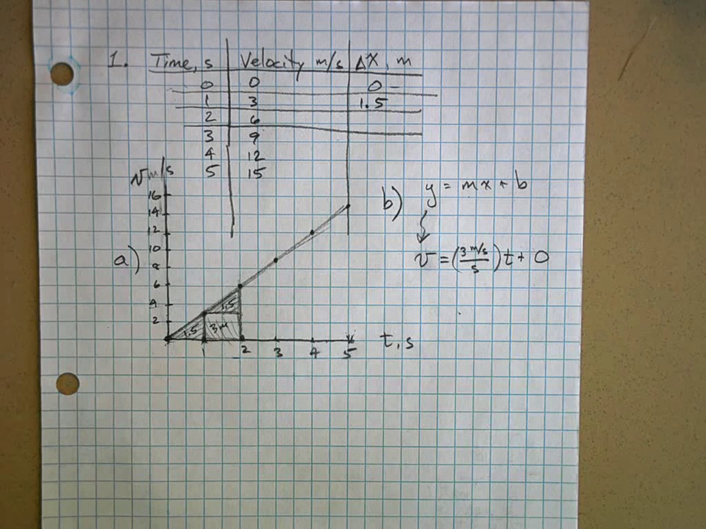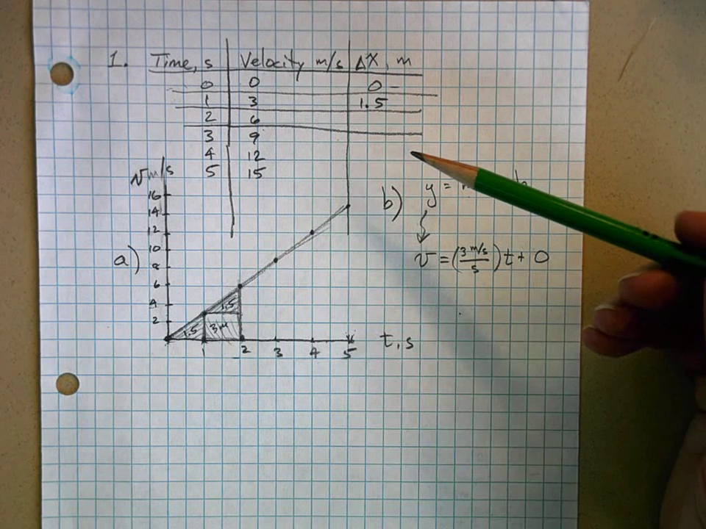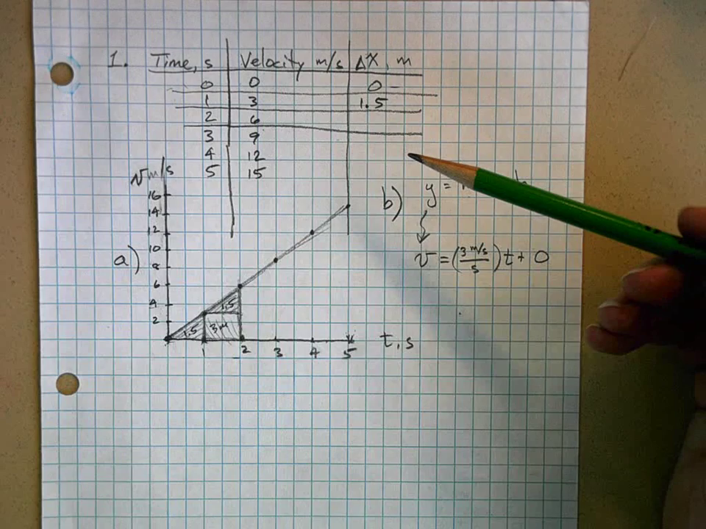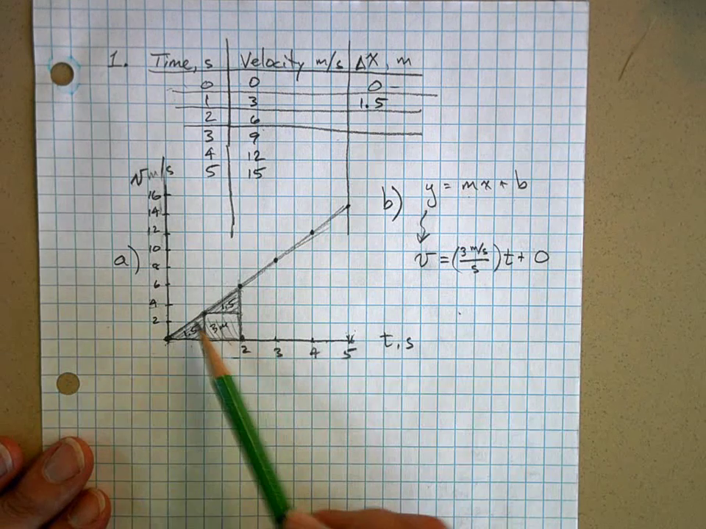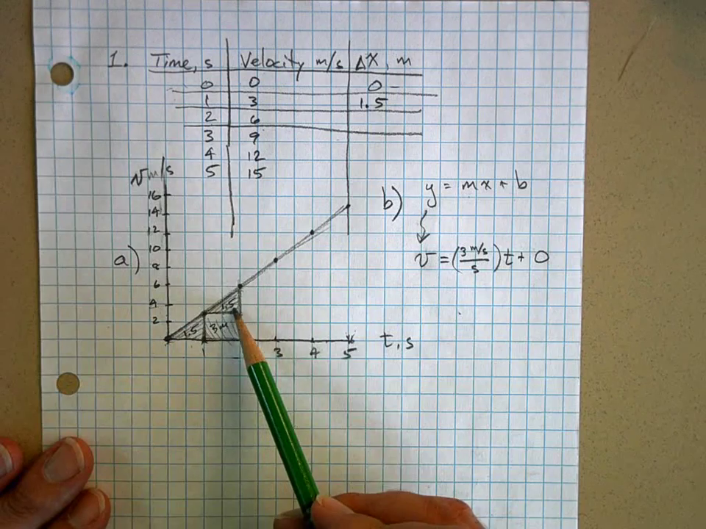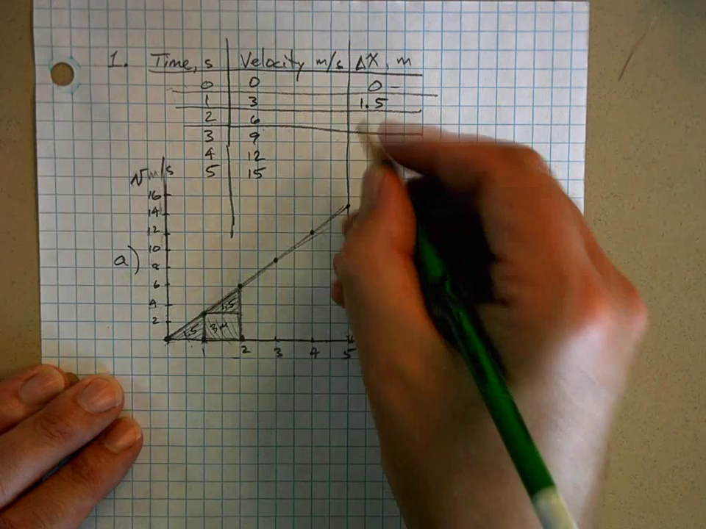4.5 meters is how much you added to your position since the end of the first second. But I don't want how far I added. I want to know how far I went from the beginning. So what do I have to do to that 4.5 meters? Add the 1.5. See, what you have to do is add the whole thing. So 3 plus 1.5 is 4.5, plus the 1.5 I started with. So that's 6.0 meters.